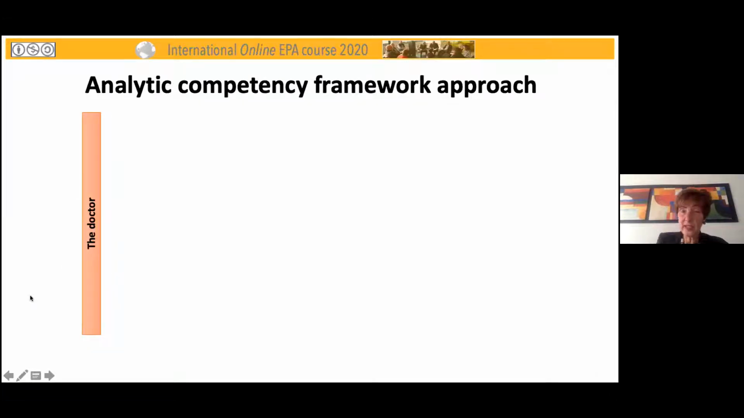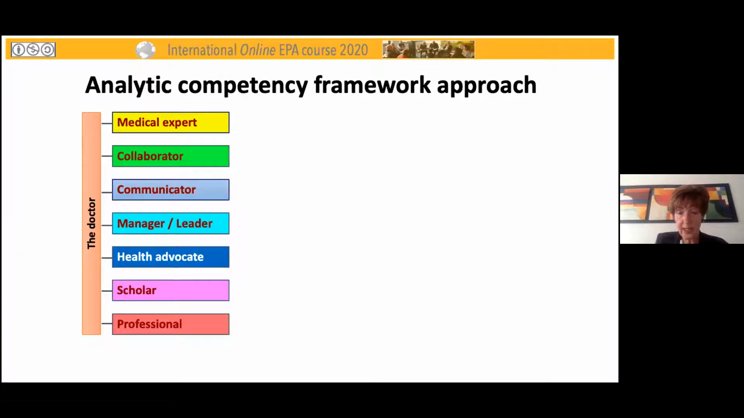Now here you see this competency framework, and you probably recognize it: the doctor, the 7 roles in the CanMEDS competencies, and I assume you all know them. But then what happened with the framework? We have tended to break down all the different competencies.